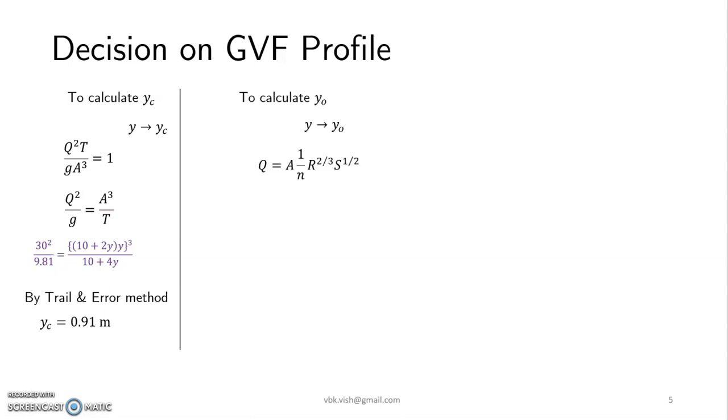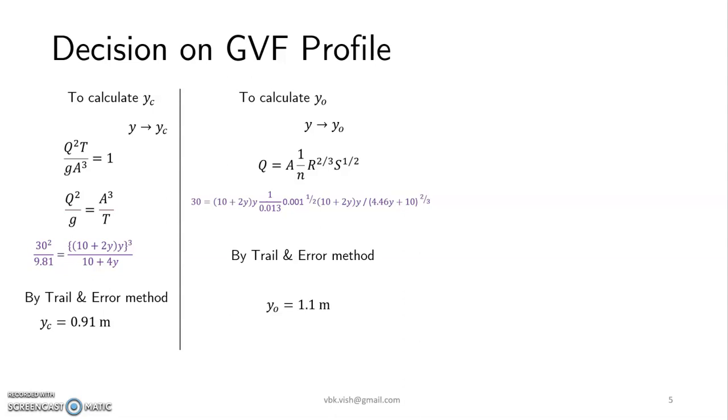Now we also calculate Y0, which is a normal depth. We use Manning's equation Q equals A into 1 by n R to the power 2 by 3 S to the power half to calculate that. And again we run one more trial and error method, and we end up with a value of Y0, which is equal to 1.1 meter.